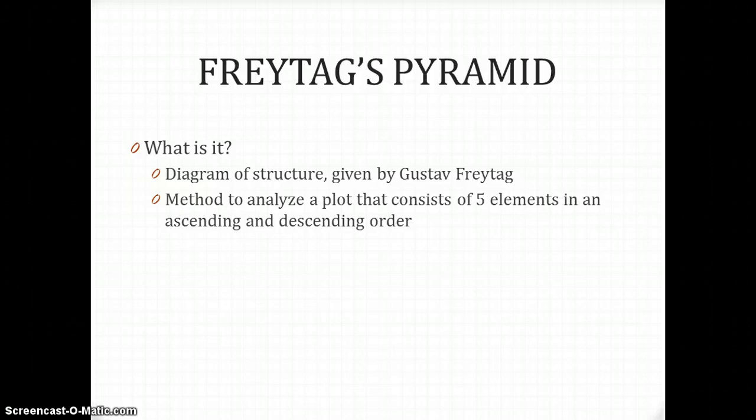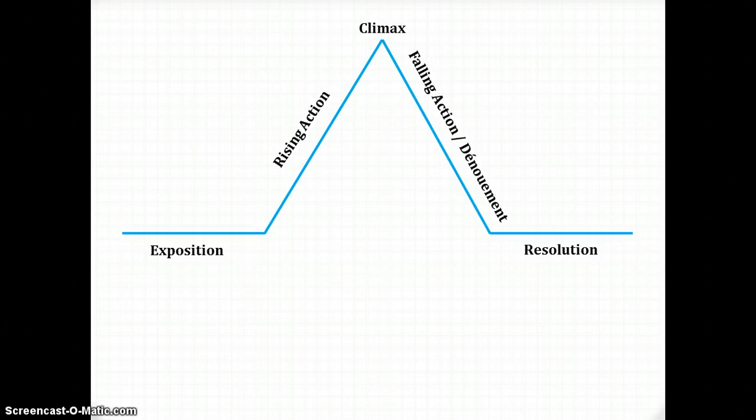When we're talking about plot, we need to talk about a guy named Gustav Freytag. He developed a pyramid that describes the structure of plot, and it's a method to analyze the different components of a plot. So here is what is called Freytag's pyramid, and it has 5 parts that you can write in to your notes.